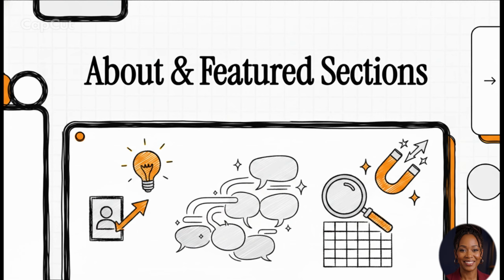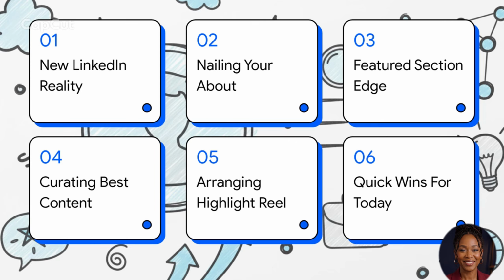So let's explore how to transform your page into an absolute magnet for opportunities by mastering two absolutely critical areas, the About section in LinkedIn and the LinkedIn Featured section. Here is our roadmap for today. First, we'll look at the new LinkedIn reality. Then we'll get into nailing your About section, leveraging the Featured section advantage, curating your best content, arranging your highlight reel, and finally, a list of quick wins you can do today.